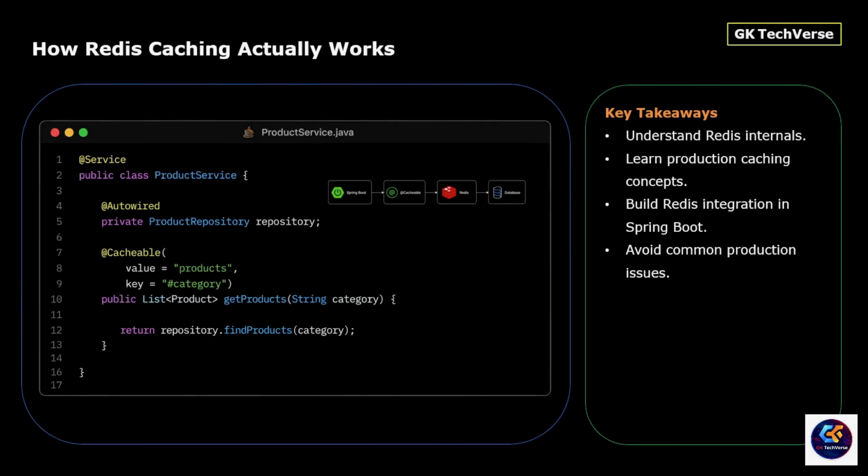If you have worked with Spring Boot, you have probably used Redis before. You add a couple of dependencies, configure the Redis connection, annotate a method with @Cacheable, and suddenly your API becomes much faster. Most developers stop there, but have you ever wondered what actually happens after you add that annotation?